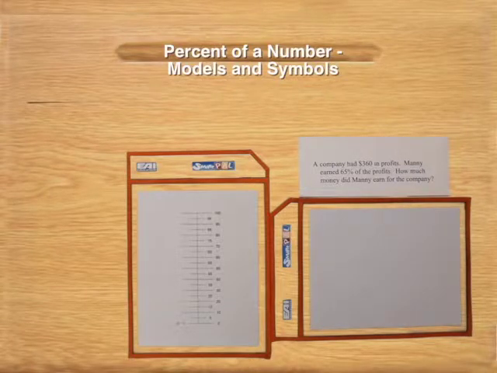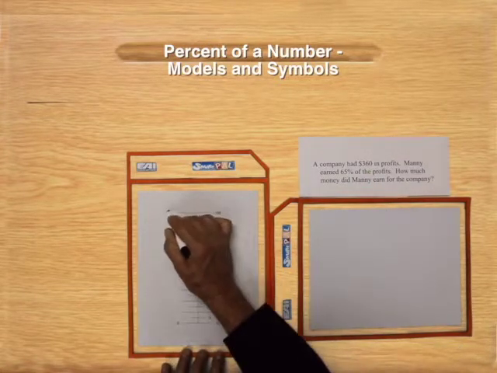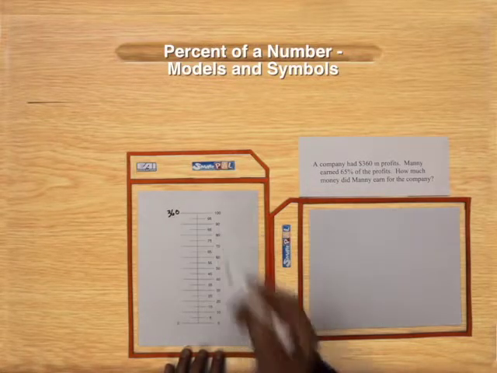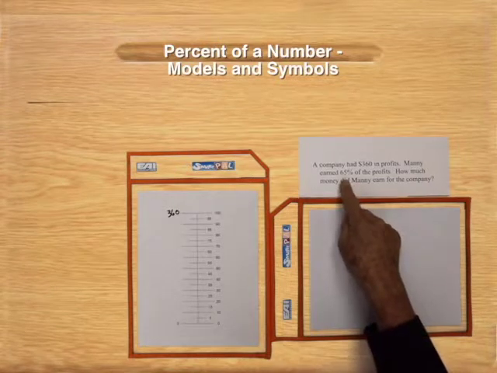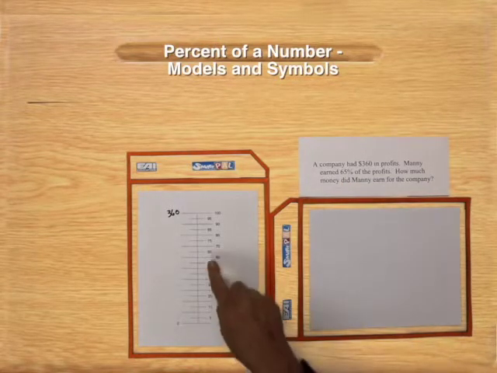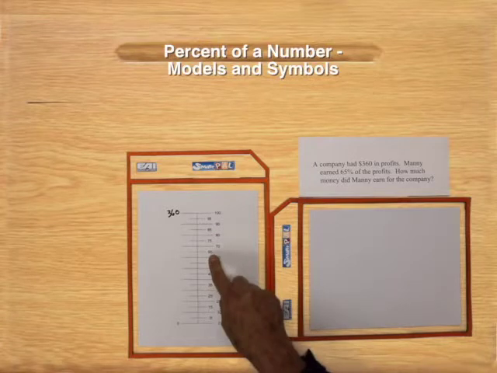Because what we're going to do now is create a mathematical model for this problem using parts of the percent grid. That mathematical model is going to be an equation. So let's look at what we have. Here we have 100%. 100% of the profits is $360. So we're going to put 360 here. The percent of the profits we want to find is 65%, which is right here, 65 out of 100.